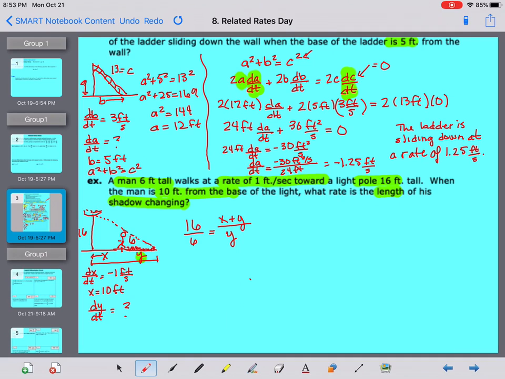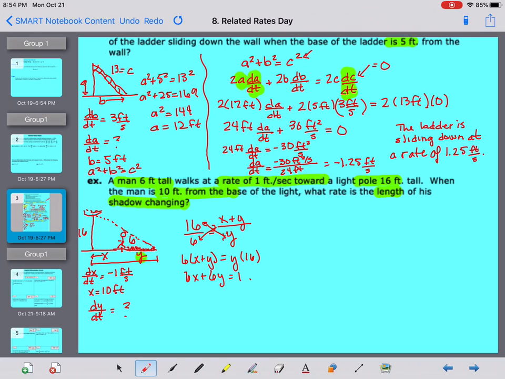So the question is, take the derivative. Now, if I take the derivative as is, I'm going to have to use my quotient rule, and that makes things a little bit tricky. So one of the things that we can do here is maybe simplify this equation. The way I would do that is through cross multiplication. So we're going to multiply 6 times (x plus y) equals y times 16. Okay, I'm just going to simplify this really quickly.